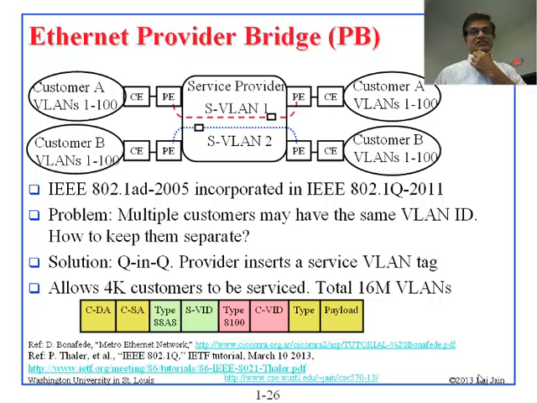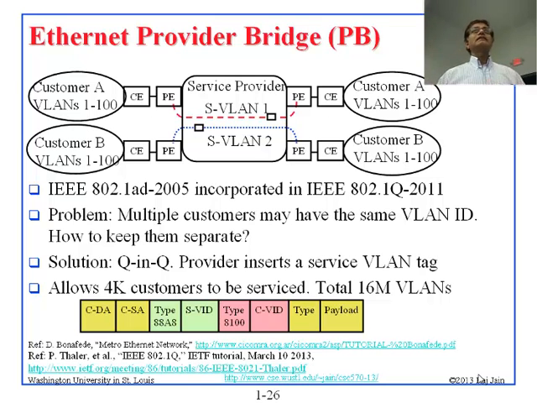Ethernet provider bridge. So now the IEEE is getting into the business of somehow fixing Ethernet so that the carriers can use it. First came MPLS, they fixed IP, they fixed MPLS, so that carriers started buying MPLS rather than SONET, which was their favorite. Right? And then the Ethernet guys said, why do we need this MPLS? Why do we need IP? We can just do everything on the Ethernet itself.